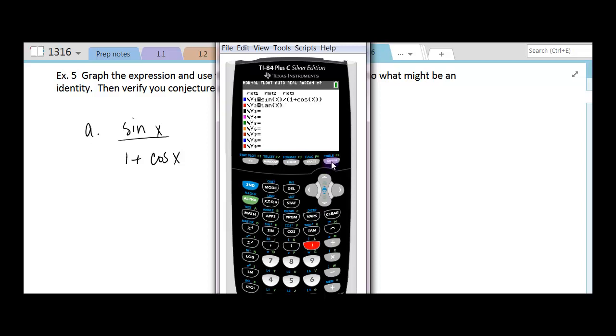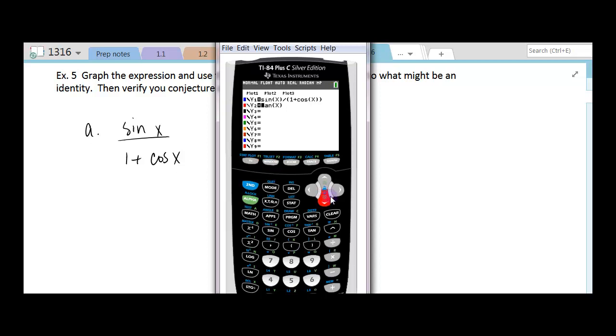So I'm going to graph both of these on the same graph, and you can see the blue line was my original expression. The red line being graphed is my tan x, and since they don't lie on top of each other, this is not a tan x function. So let's go back and try a different value.